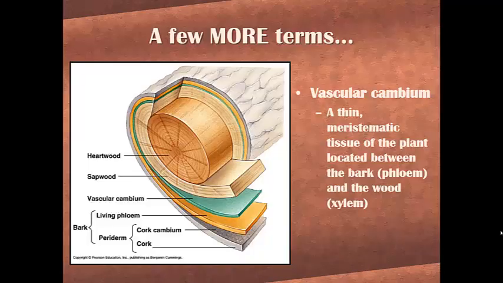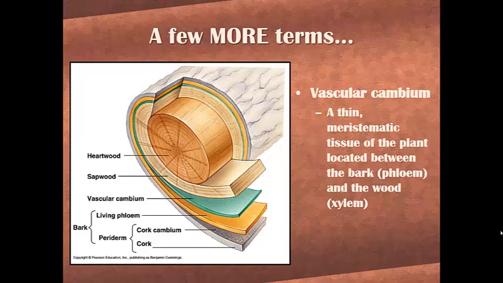One last term for you here, the vascular cambium. The vascular cambium is a thin meristematic tissue of the plant located between the bark, or phloem, and the wood, or xylem. We touched on this briefly way back at the beginning of the semester in plant anatomy. But the vascular cambium is a type of meristem. It's causing the plant to grow larger in girth. It's producing new xylem and phloem. And that last part is the really important part for grafting.